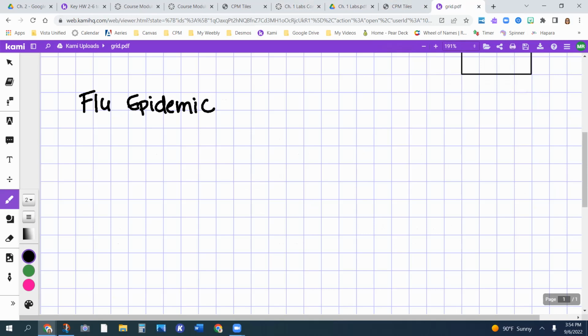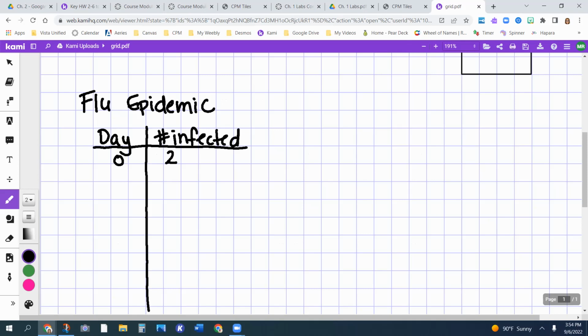So let me make a table. We're going to have day and number infected, or number sick. Okay. So day 0, we have Velma and Stanley. So that's going to be 2. And we're going to find day 1, day 2, 3, 4, and so forth. They wanted to see if we could get this done within a week.